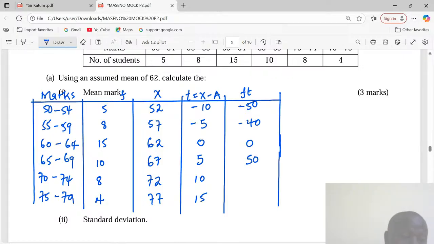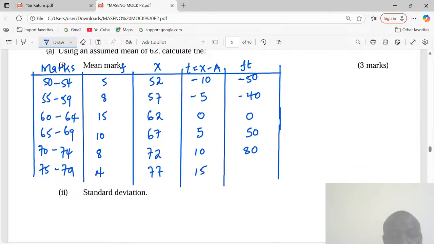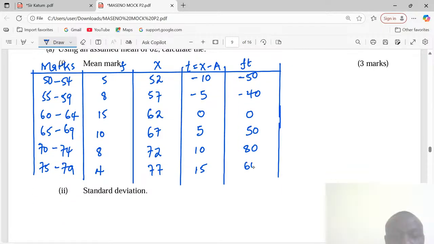Look at what I'm multiplying, ladies and gentlemen: 10 and 5, frequency times t. Every frequency times the t. All right. So now we'll be having 8 and 10, 80. 4 and 15, is this 60? Yes. So after this, we should talk about the summation.